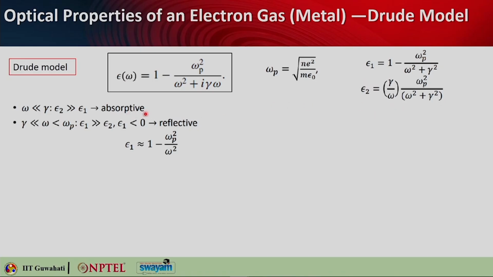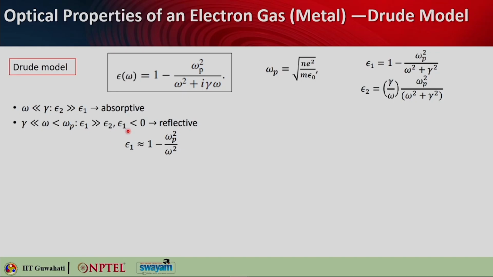It means the metal behaves like absorptive metal. Okay. It's an absorptive property of the metal in that case. Now, if you take a frequency which is much larger than the collision frequency but lower than the plasma frequency, in that case you will see that your epsilon 1 is much larger than epsilon 2. It means the metal is not absorbing that much. Okay, the absorption is minimal.